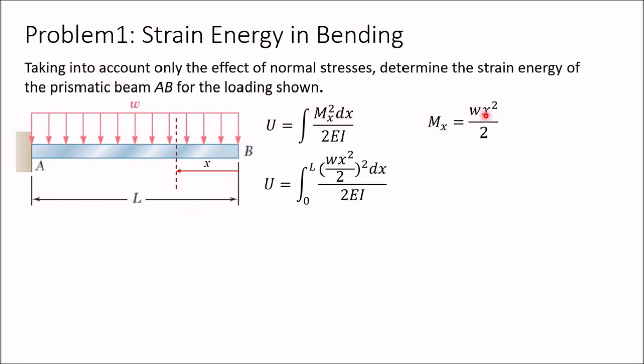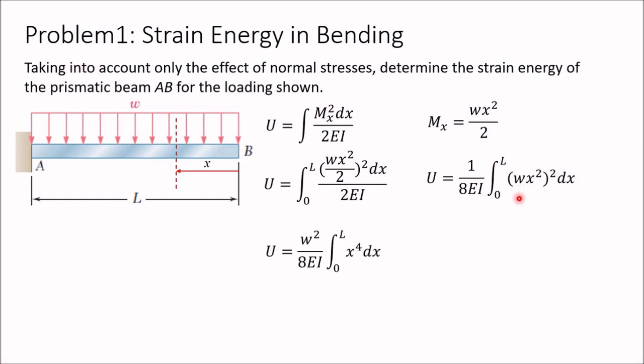In place of Mx, I have written wx²/2, it's a square, Mx² dx divided by 2EI. This 2 squared I have taken out, and this 2EI, these are constants, so you can take this out. So 2 squared is 4, into 2 is 8EI, so 1 upon 8EI I have taken out. (wx²)² dx, this integration you have to do.